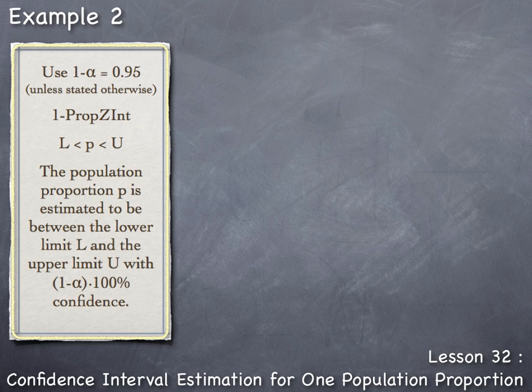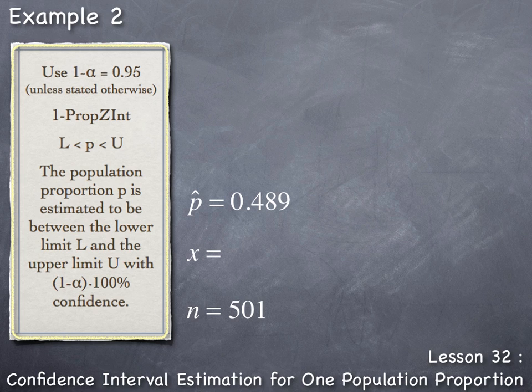Starting with specifying 1 minus alpha, the confidence level, we'll be using the customary 0.95. Next, 1 prop zint is the command on the TI-84 calculator that we use to construct our confidence interval. The required input in the 1 prop zint command is the data value x and the sample size n. Well, in this problem, we were given the sample size, n equals 501, but we were not given the resulting data value, x. Instead, we were given the sample proportion, p hat, of 0.489.